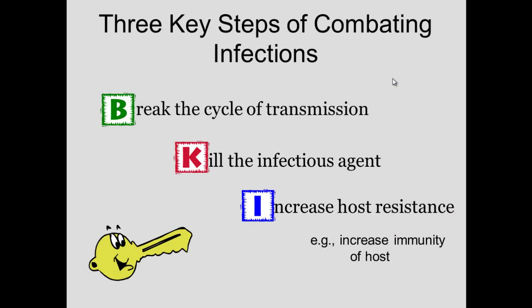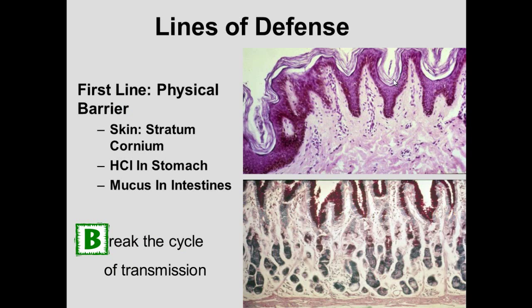So there are basically three steps in combating infection. One step is to break the cycle of transmission; you prevent it from getting into the body. A second way is to kill the infective agents, and third is to increase the immunity of the host. The first line of defense of our body is our skin. The stratum corneum prevents things from coming through. The bacteria on the surface of the skin don't get inside because of our skin.